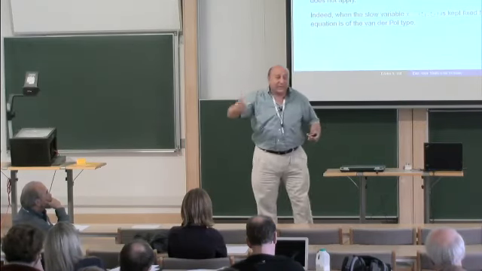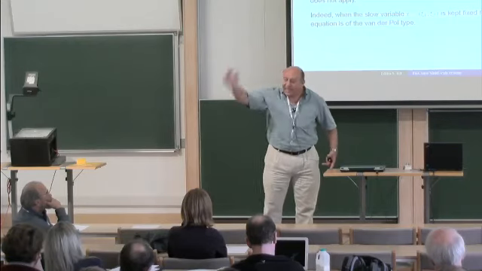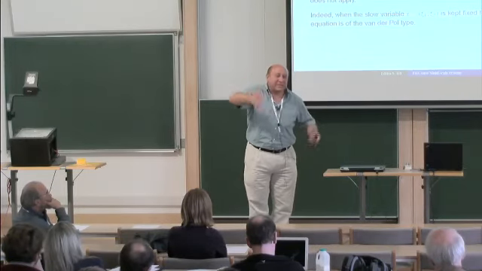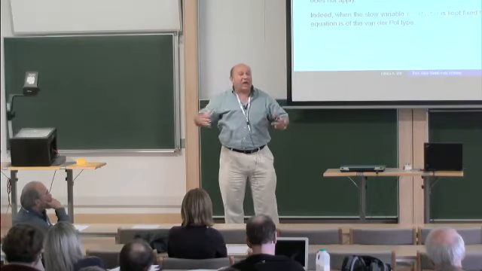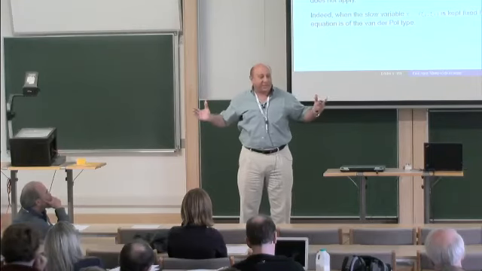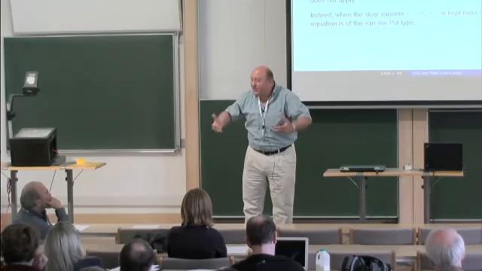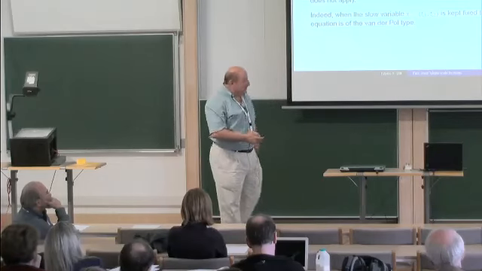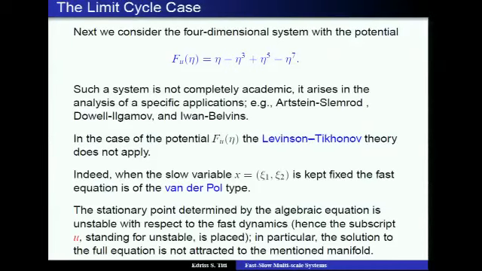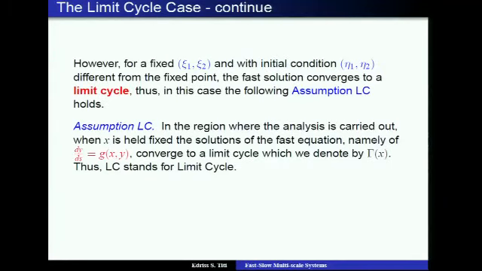They could be twisted, and therefore the full system is going around a tube, which is going to be drifting slowly. So now the whole idea is how to describe this mathematically and how to develop numerical techniques to compute what happens in this particular case. Therefore, the stationary point determined by the algebraic equation is unstable in this case with respect to the fast dynamics. In particular, this manifold is not attracting, as I mentioned here.